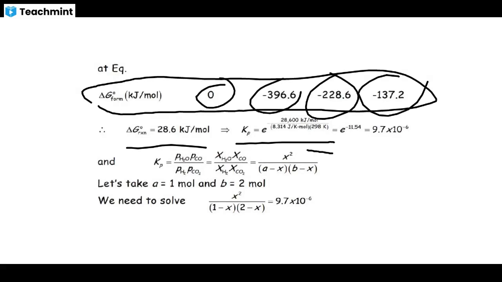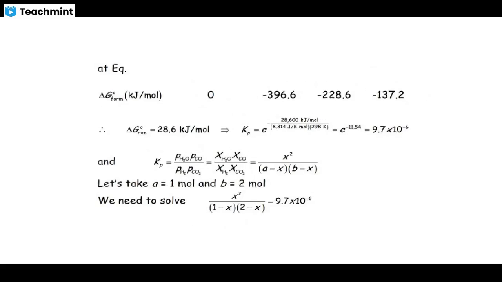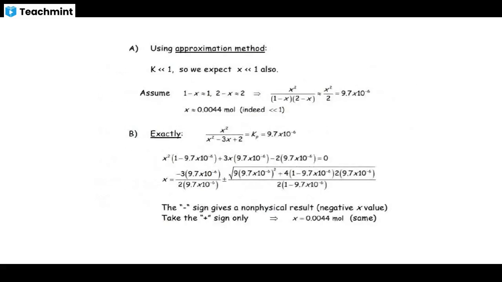Another form is Kx, the mole fraction of H2 times the mole fraction of CO divided by the mole fraction of the reactants. If you take the mole fraction as x, you get x times x, x square, divided by (A minus x) into (B minus x). Let's take A equal to 1 mole and B equal to 2 moles. We need to solve this equation. Using the approximation method, K is less than 1, so we expect x is also less than 1.